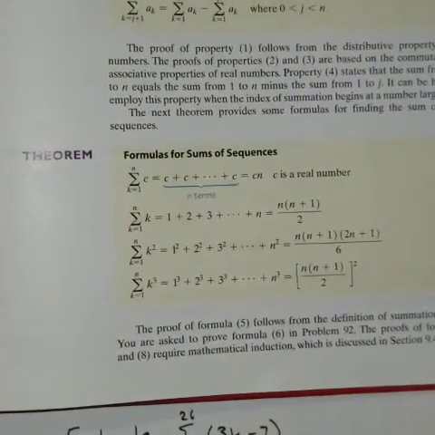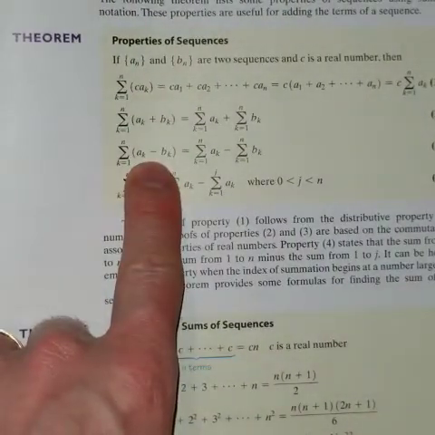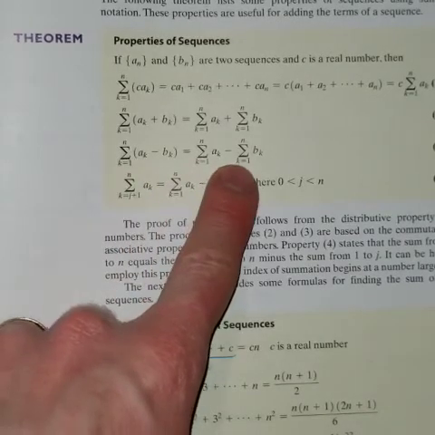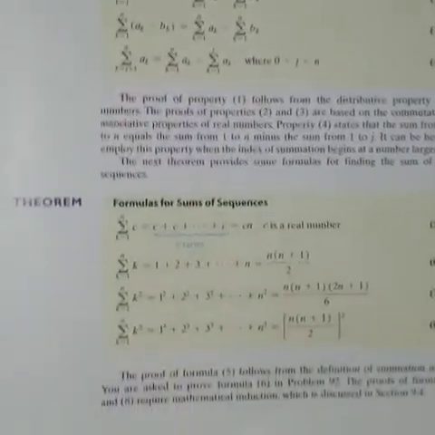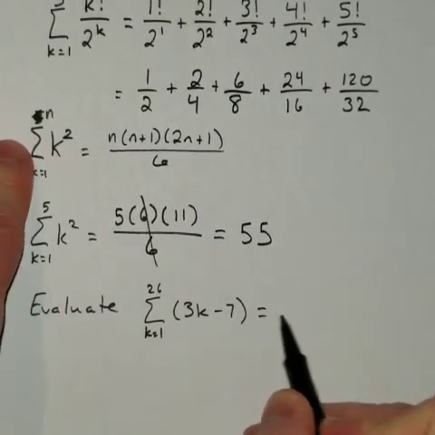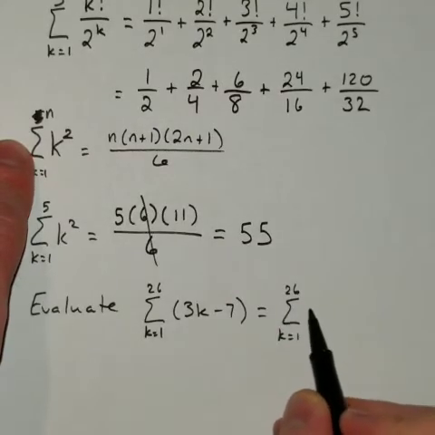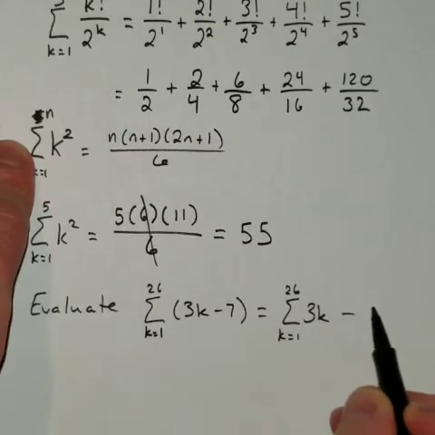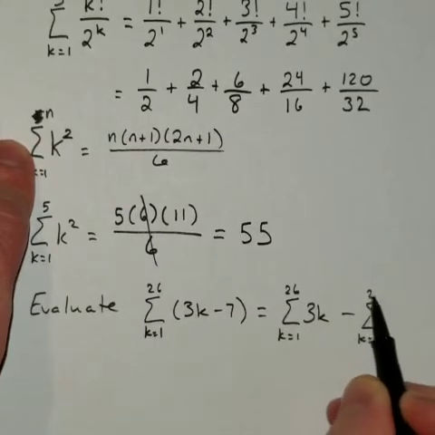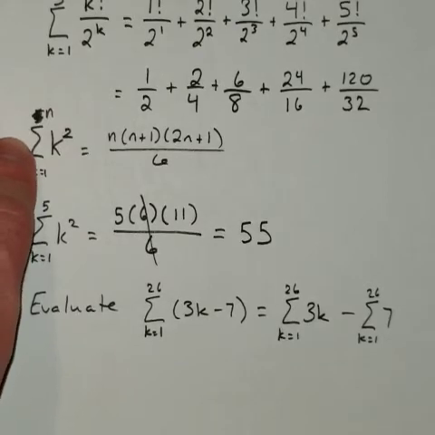One property in particular that I like for this is the difference. If you have a difference inside the sum, then you can split the sum between them. And that's what we have here. So we have a difference inside the sum, so I can split the sum, k equals 1 to 26 of 3k, minus the sum, k equals 1 to 26 of just 7. That's what property number 3 says we can do.